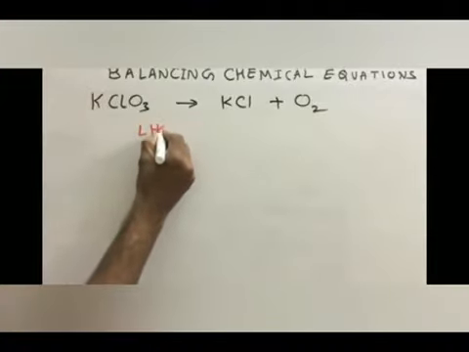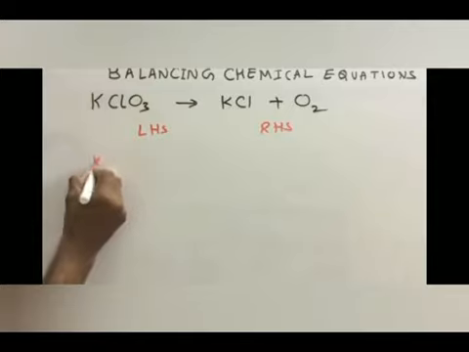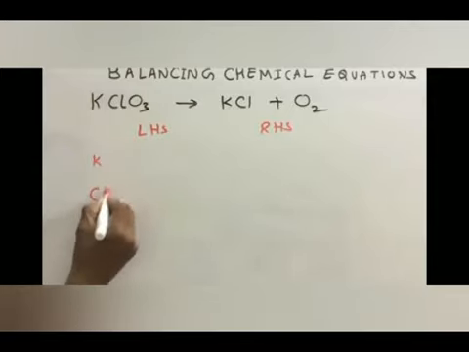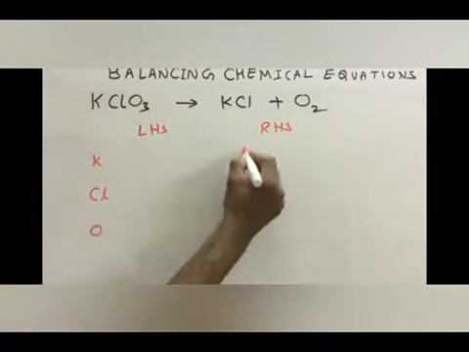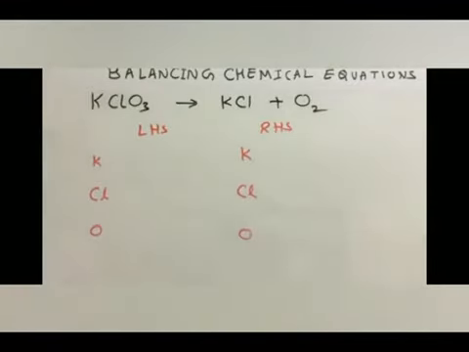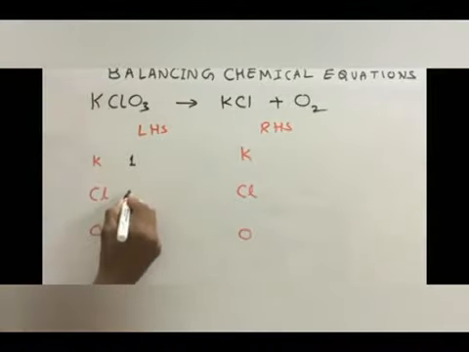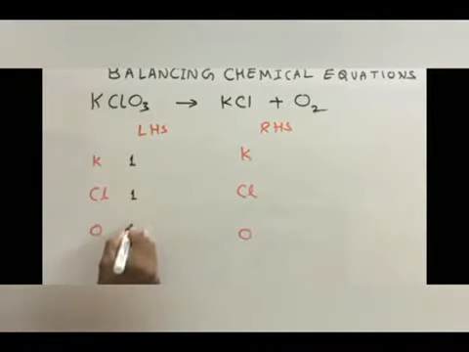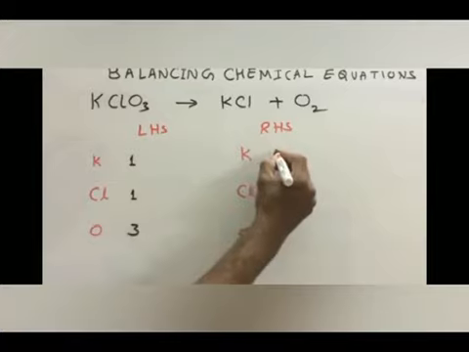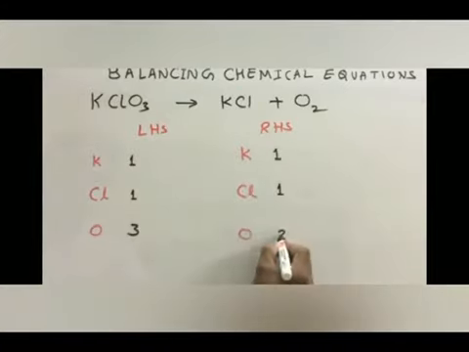Example, the next example, KClO3 gives rise to KCl and oxygen. Potassium chlorate gives rise to potassium chloride plus oxygen. The elements are K, potassium, chlorine, oxygen. On LHS side, K is 1 and chlorine 1 but oxygen 3. Here K 1, Cl 1, oxygen 2.